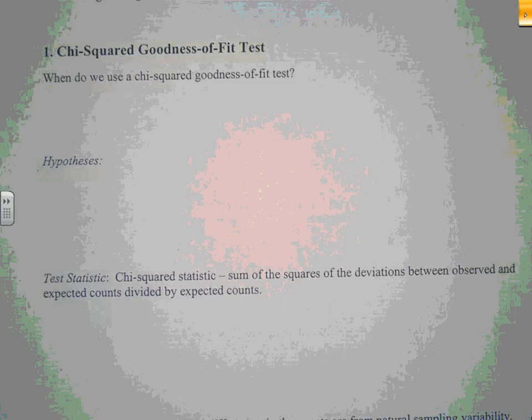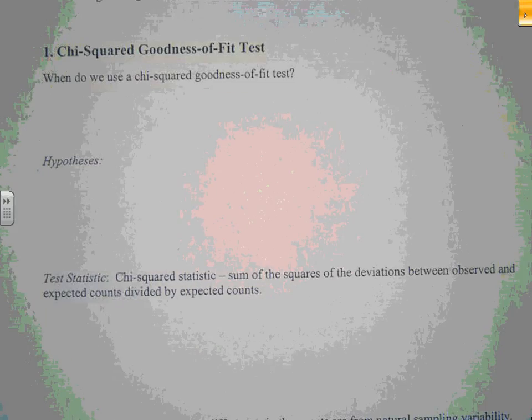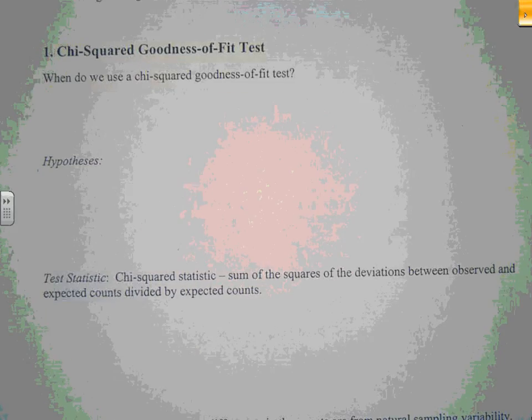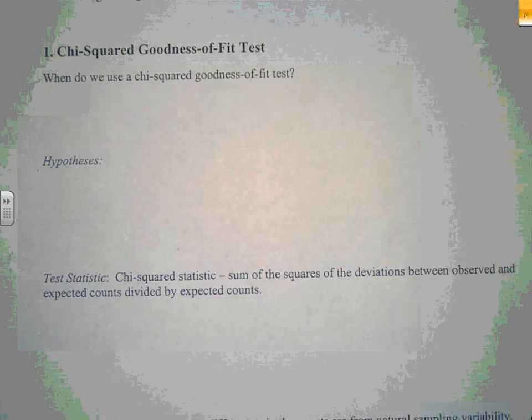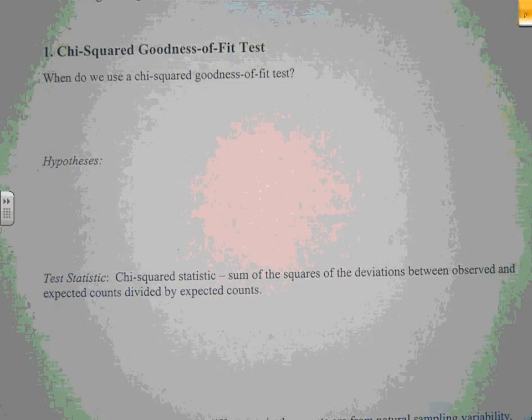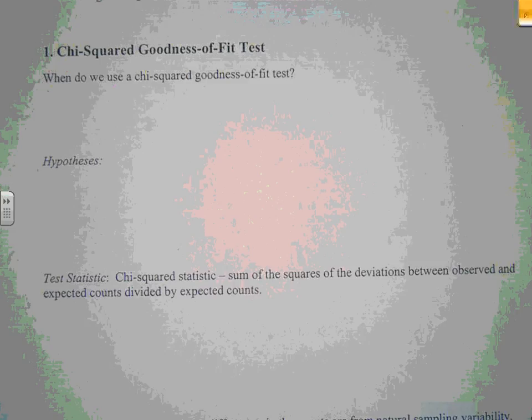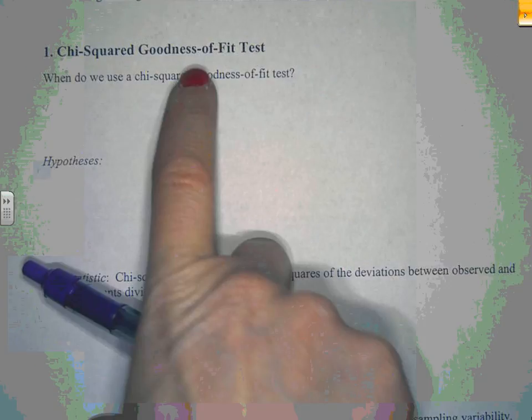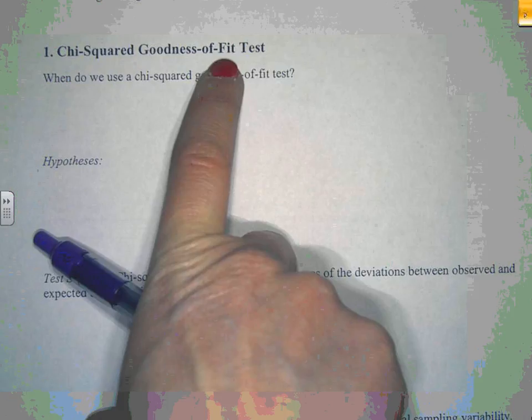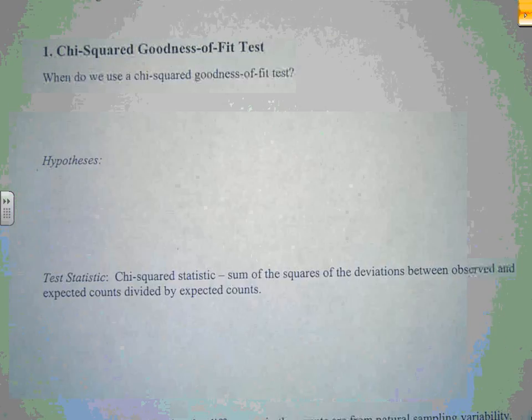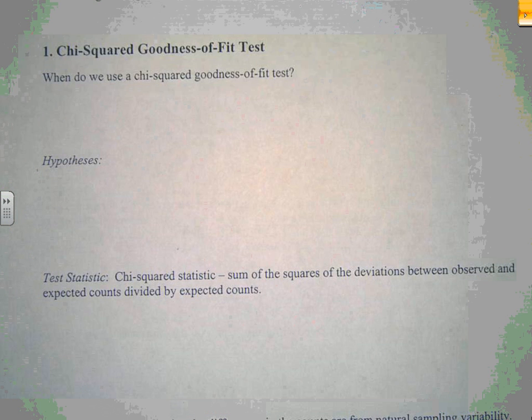There are 3 different chi-squared tests, but they all work very similarly. The first one is called the chi-squared goodness of fit test. You're going to see how well data fits an expected model. Goodness is a weird word. It asks when will we use this, and that's exactly when.